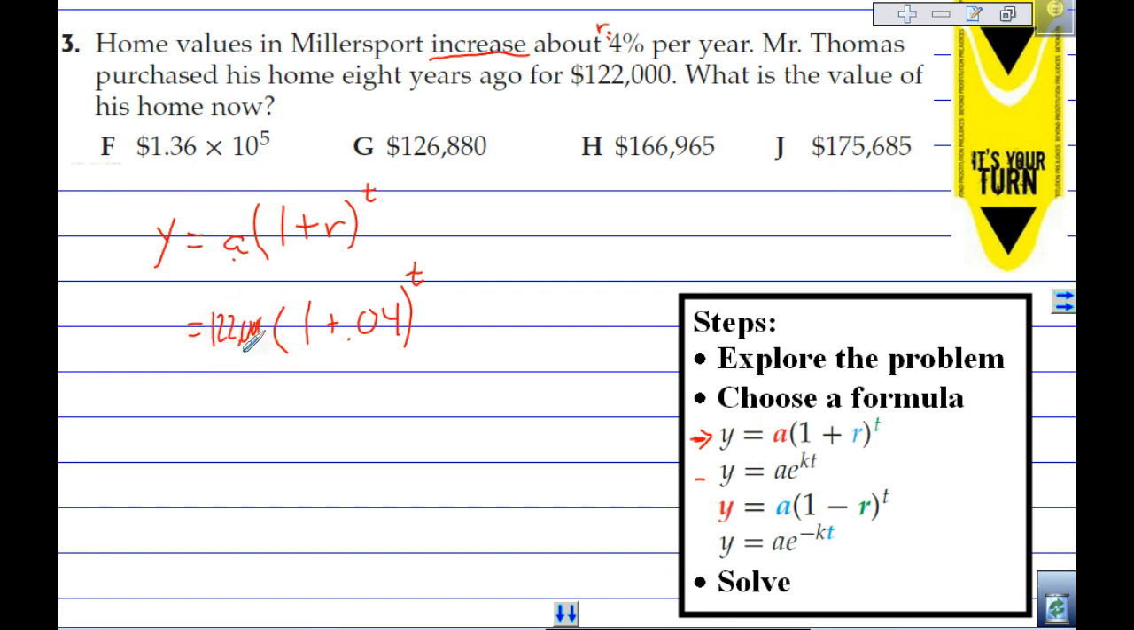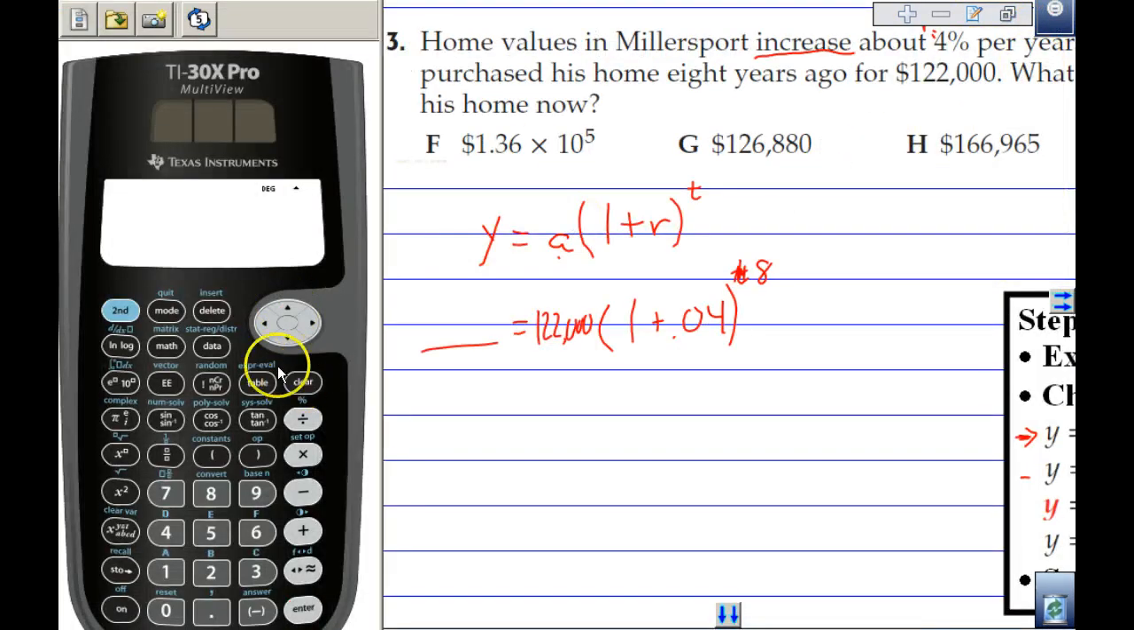So really, this isn't 8 years ago, so we're not even solving for t. They tell us that the time is 8 years. So we're really just trying to plug this in the calculator and see what we get. There's no logarithms involved. Only if we're trying to find out what t is would we have to use a logarithm. There we go.